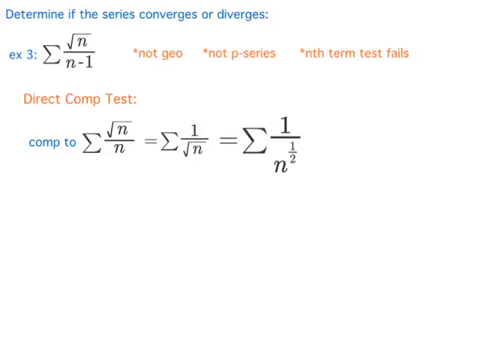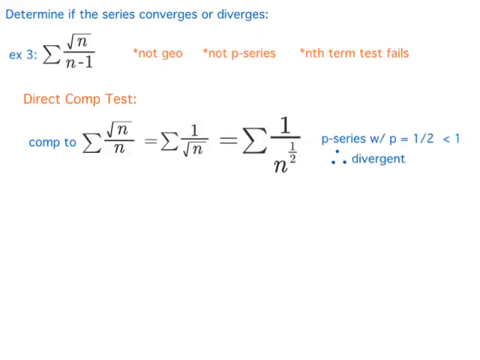So now, is this geometric or is it a p-series? It's a p-series. Tell me more about it. Is it convergent or divergent, and how do you know? Pause, do that, and come back. Okay, it's a p-series with p equal to 1/2, which is less than 1, so therefore it is divergent.